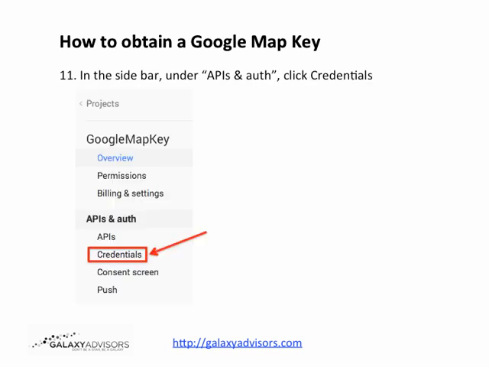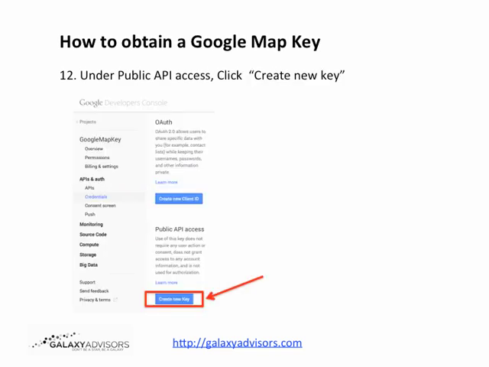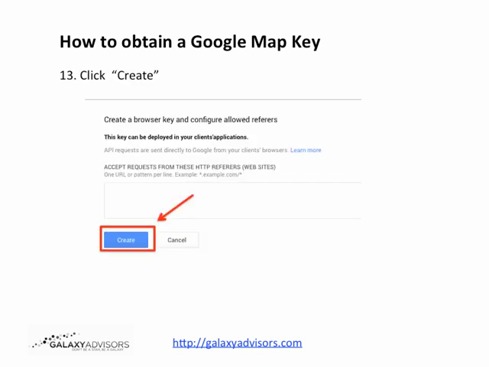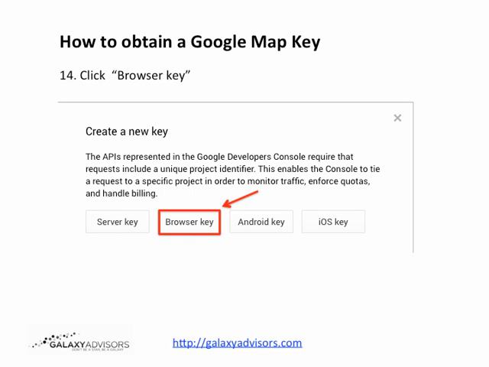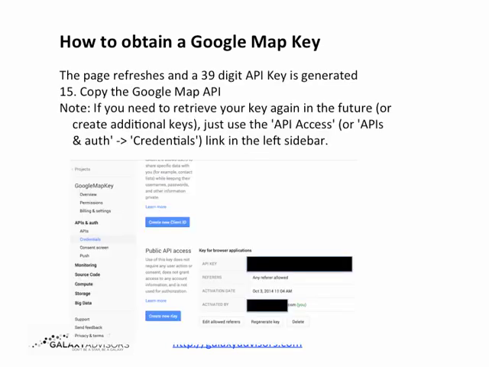Here in step 11 in the sidebar, under APIs and auth, click Credentials. Then in step 12, under the public API access, click Create New Key. In step 13, Create. In step 14, when you have the browser choices here, I want you to click Create Browser Key. The page is going to refresh and a 39-digit API key is generated. I've blacked mine out here, but you can see it there in the page under API key.